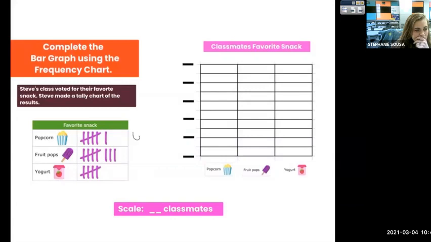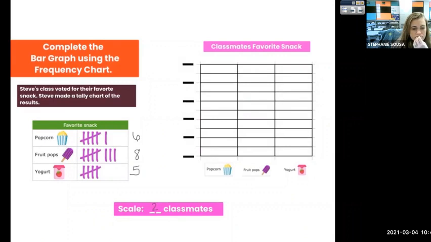I remember that my popcorn was 6, Fruit Pops was 8, and yogurt is 5. All of my numbers are pretty small. They are under 10. I know that I can skip count by 2s, 3s, 4s, 5s, 6s if I wanted to. But an easy one, when I have this much space and all under 10, I'm going to try skip counting with a scale of 2 this time, because I can easily count by 2: 2, 4, 6, 8.